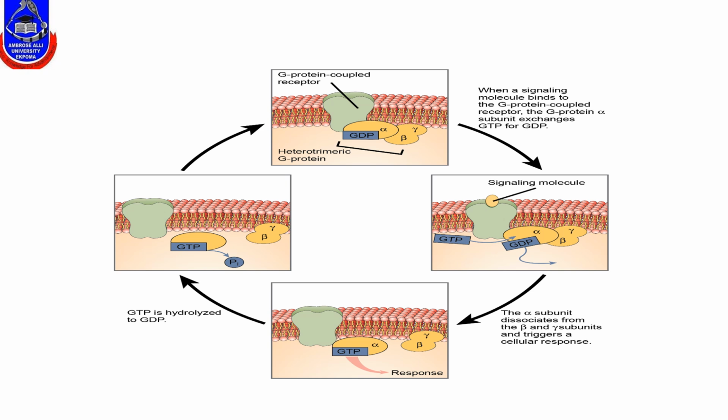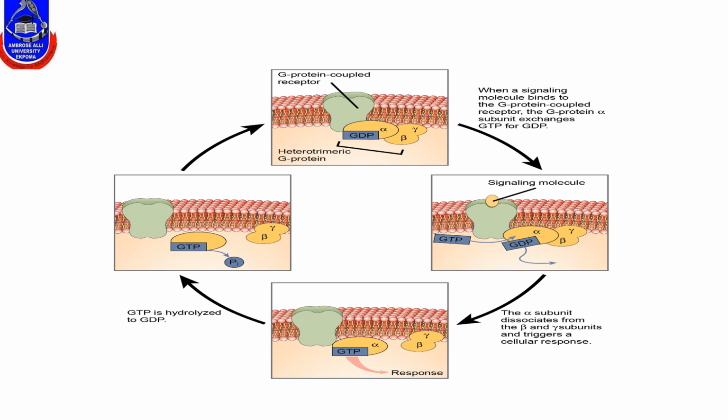Now look at this structure very well, or the figure that is presented. Take a look at it very well. Now you see here a signal molecule, this is free, where you have the heterotrimeric G protein free of any signal molecule. Then you have the alpha, beta, and gamma subunits together attached to a GDP.